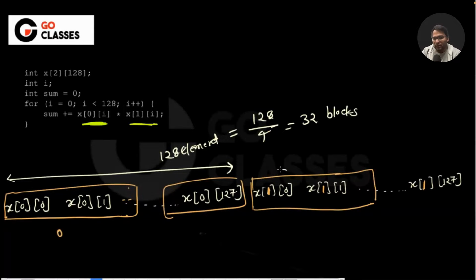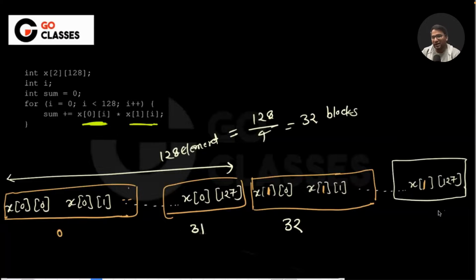Now, can you tell me what is the block number for this particular block? This is block number 32. This is block number 31, and then this will be the last block. Can you tell me?